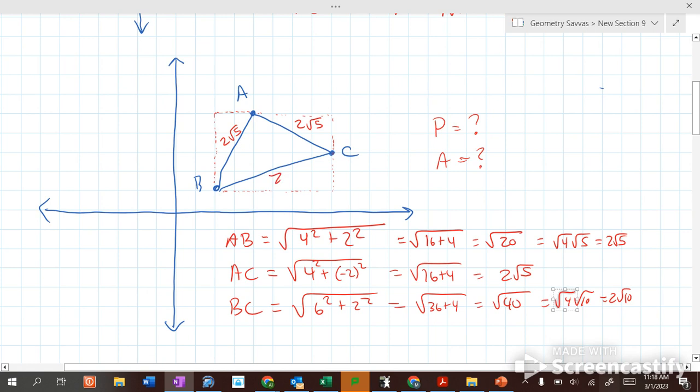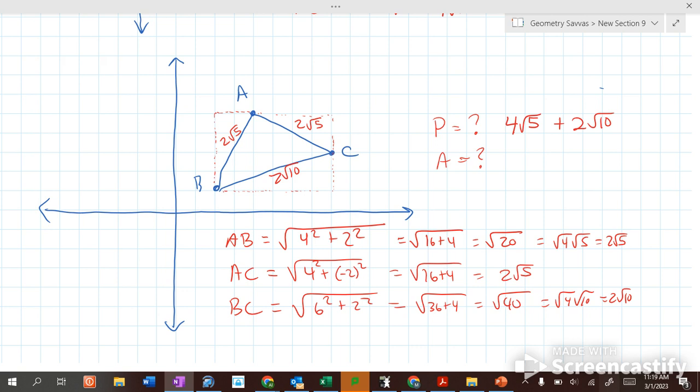So, what's the perimeter? Well, when you add up 2 square root of 5 plus 2 square root of 5, it's not 4 square root of 10. It's 4 square root of 5. Do not add what's inside the square roots. Those act like variables. So 2x plus 2x is 4x. 2 square root of 5 plus 2 square root of 5 is 4 square root of 5, plus 2 square root of 10, and you leave it like that. You don't try to combine those, because they're not like terms.